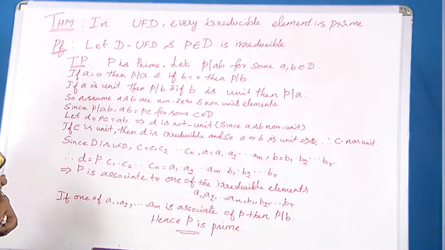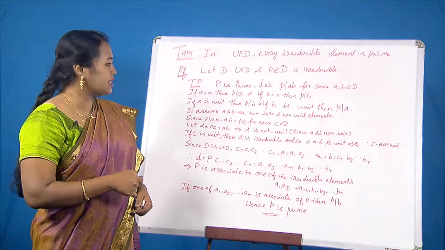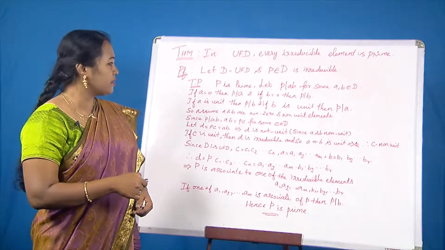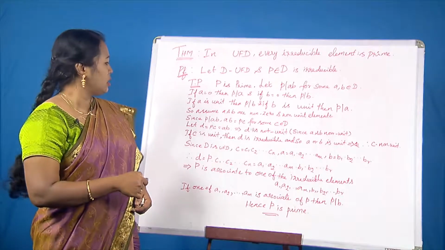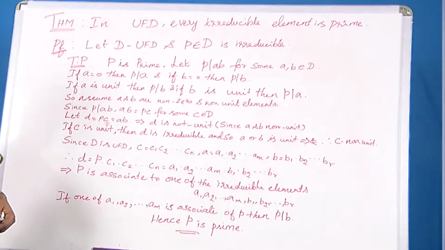Let us assume that a and b are non-zero, non-unit elements. Since p divides ab, then ab can be written as a product of p as well as some factor c for some c belonging to D. Then let d equal pc, which is equal to ab. So, we are just assuming that this value is equal to some d.